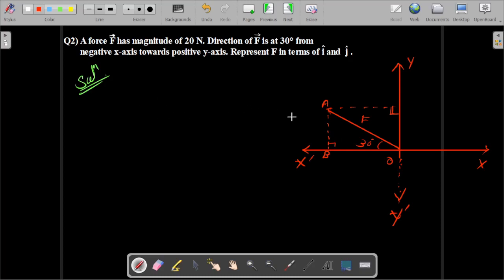From here you can get this y value, Fy. What will be the value? F sin theta. Keep in mind, while writing the y component, you will always get the sin relation. While writing the x component, you will always get the cos relation. What is the value of F? It is 20 into sin 30 degrees, right?